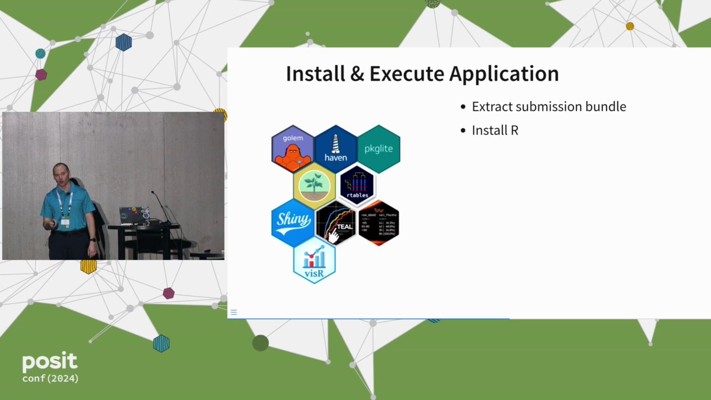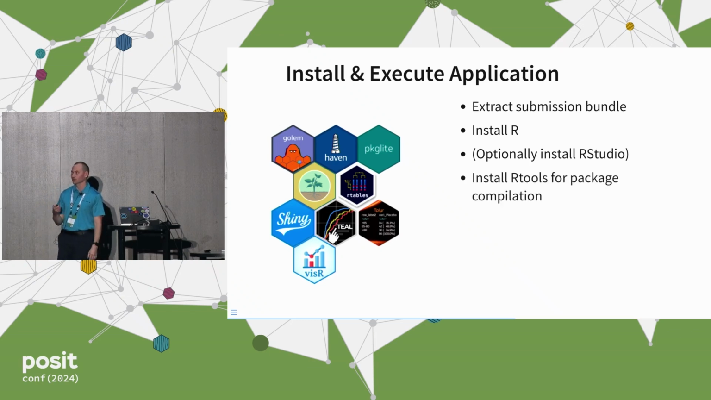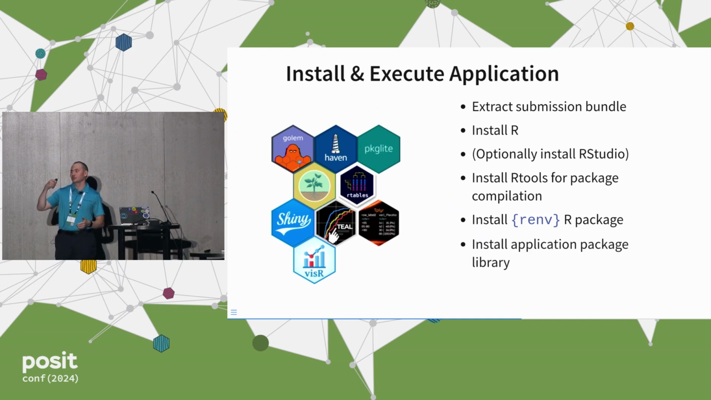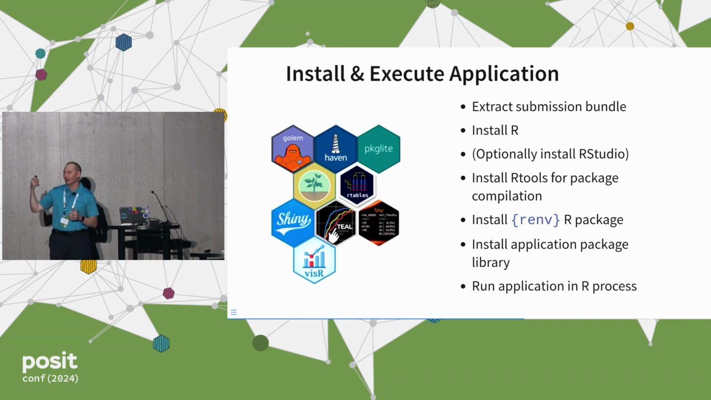They have to install R that matches the R version that we use in the development environment. Maybe they want RStudio, so of course we encourage them to use what they're comfortable with. But some packages needed some compiling on Windows, so we need to put in Rtools for that. Then we have renv to help with package management, because dependency management is critically important in this space. Then installing the application package library, which again is managed by renv. And then finally, you can run the R process. It's doable. We showed it could be done, but that's a lot of steps. What can we do to minimize this setup?